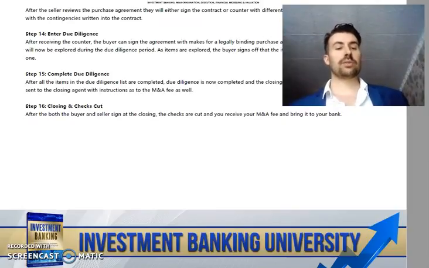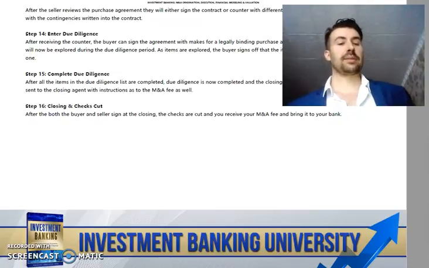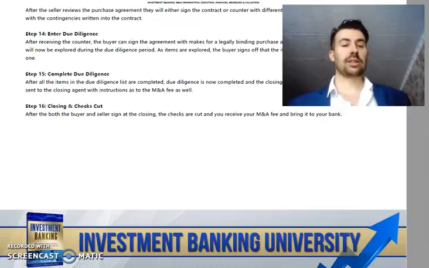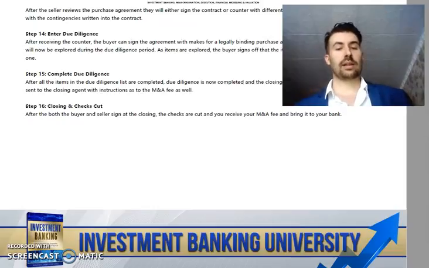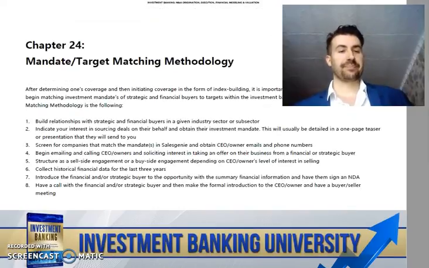After all the items in due diligence are listed are completed, due diligence is now completed and the closing can be scheduled. The documents are to be sent to the closing agent with instructions as to the M&A fee as well, meaning we're going to be on the flow of funds document so that we ensure that we get paid. Finally, with the closing in, checks get cut both to the seller as well as the M&A professional or investment banker, and you can take your M&A fee and bring it to your bank.